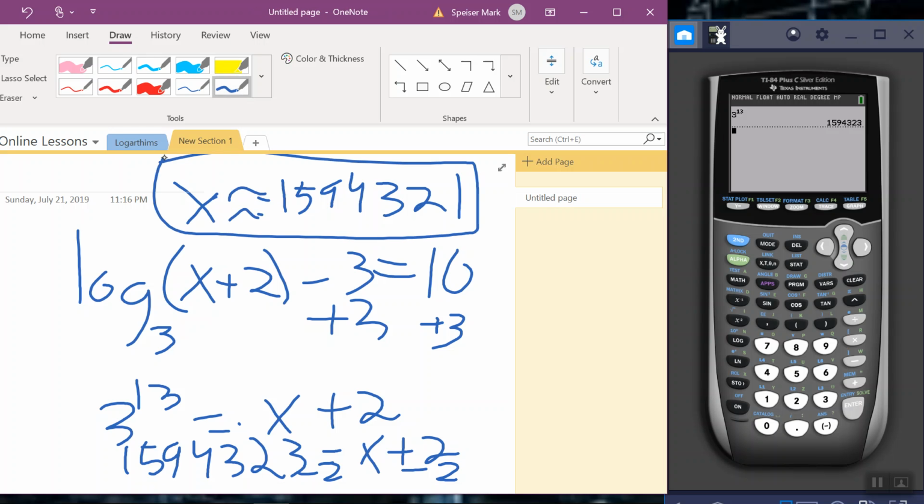If you'd like to see more on solving logarithms by using graphing, or how to do it accurately algebraically, which they do not ask you to do in Algebra 2. They always expect you to use a table or a graph to solve those types of equations.